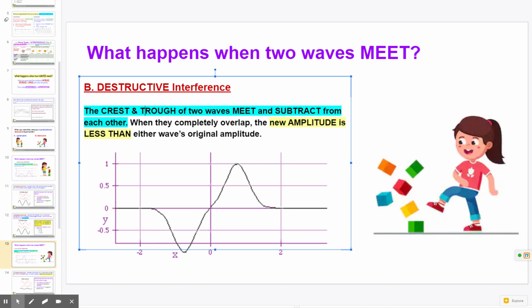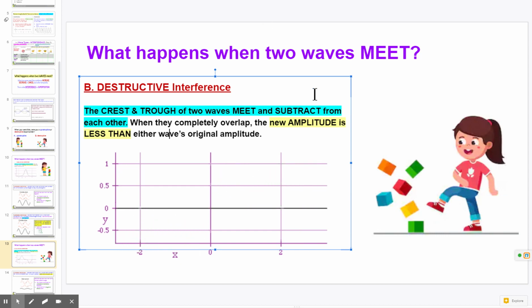When we have opposite parts of the waves overlapping, what happens? Well, they subtract from each other. Okay, they meet and combine and subtract from each other. The new amplitude of the resulting wave is going to be less than either wave's original amplitude. Okay, so now it's like a hill plus a hole, and you combine a hill and a hole, and you get something much smaller.